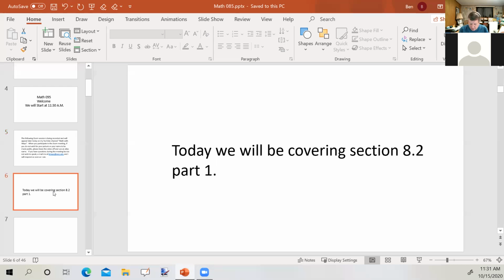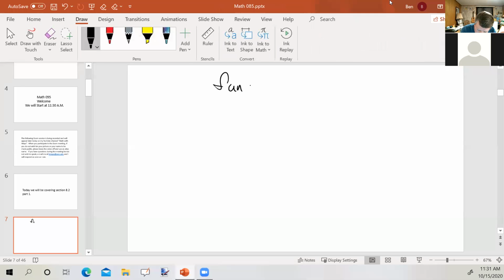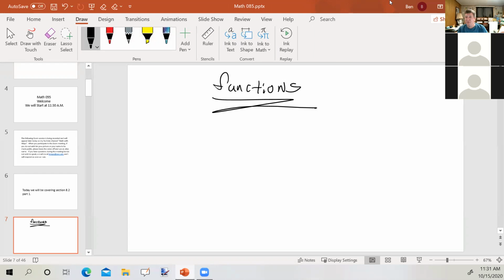So today we're going to start chapter 2 and we're going to be spending a couple days on that. So today is part 1. And what we're going to be doing today is talking about functions. How many of you have had some exposure to functions before? I have, but I forgot. Okay, and that's kind of the typical answer. Yeah, I sort of remember it, but I forgot it. So let's review the idea.